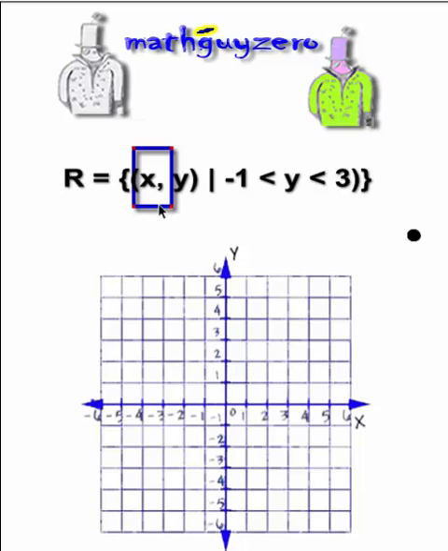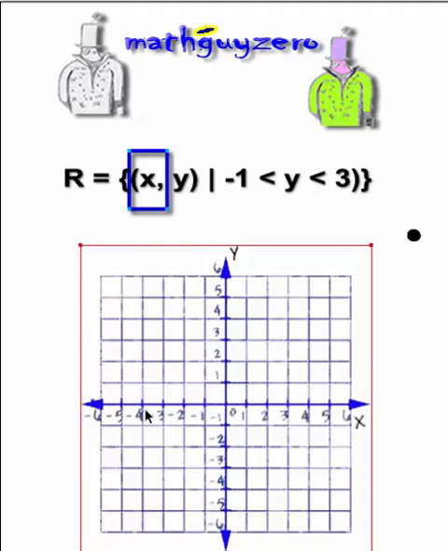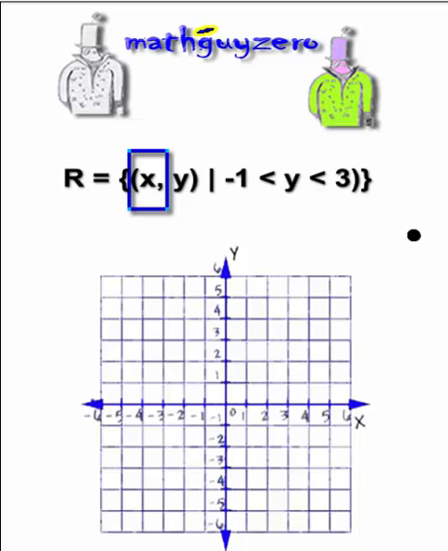What you should notice is that there's no x restrictions. So that means that any x on this line can be used. All of them can be used, okay? So there's no restrictions on the x, but there are restrictions on the y such that y has to be between -1 and 3. So let's just pick a value for x.